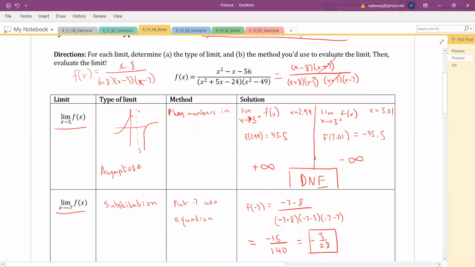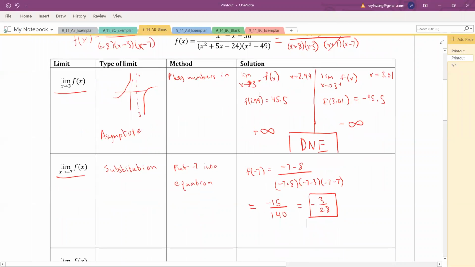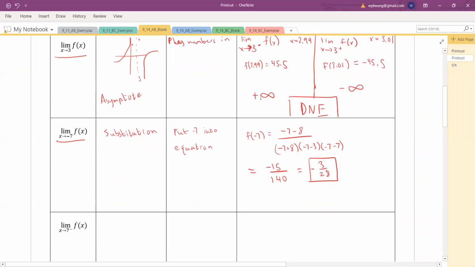Okay, so we just use substitution, just put the number into the equation, and we get a nice number that actually exists. Remember, for the asymptote, we can't do that. We plug in a number, and then we get a 0 in the denominator. I'm going to give everyone like 30 seconds to copy that part down.